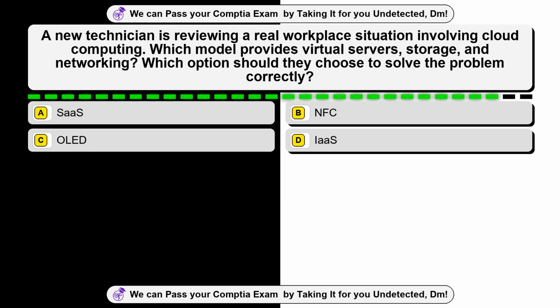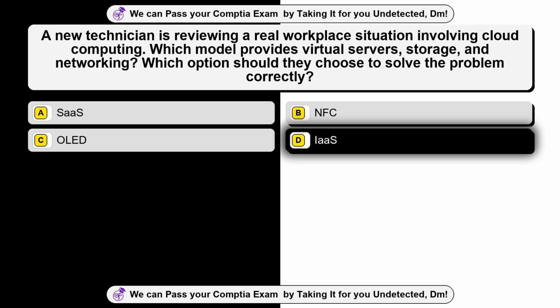Question 3. A new technician is reviewing a real workplace situation involving cloud computing. Which model provides virtual servers, storage, and networking? Which option should they choose to solve the problem correctly? Option A SaaS. Option B NFC. Option C OLED. Option D IaaS.